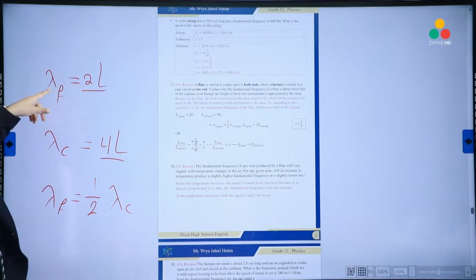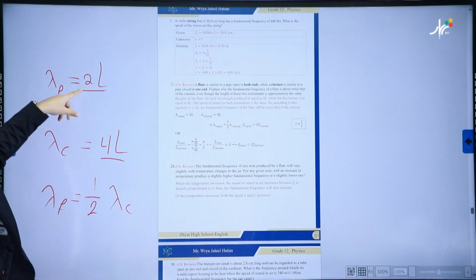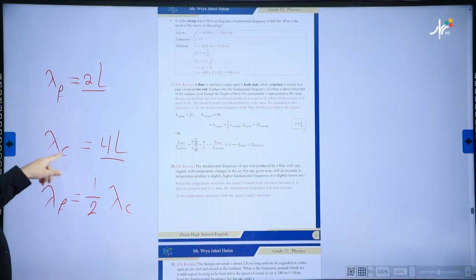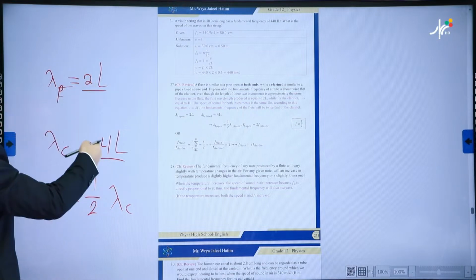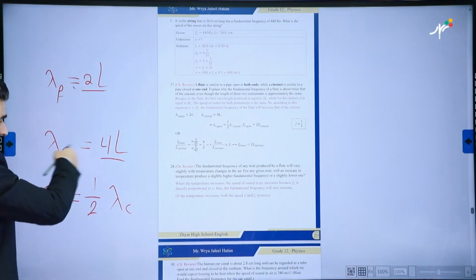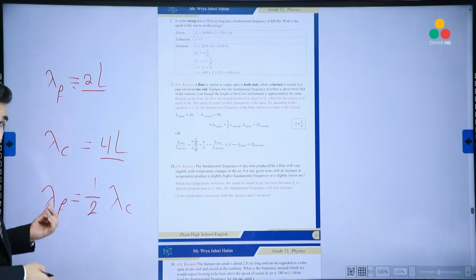So you can see here, the wavelength of the flute is basically 2L, but the wavelength of the clarinet is 4 times the length. So I can say this wavelength is half of this one here. So the wavelength of the flute is basically half of that of the clarinet.